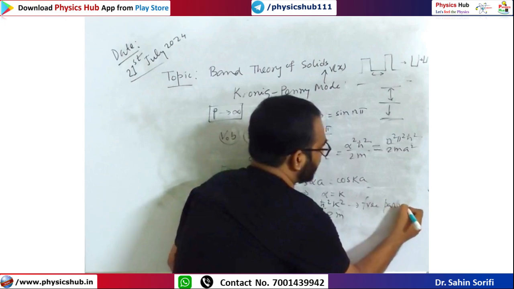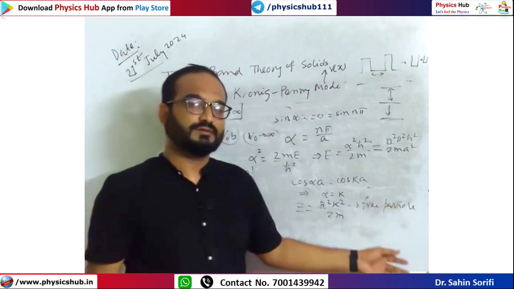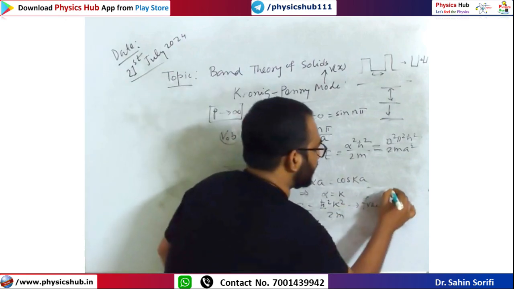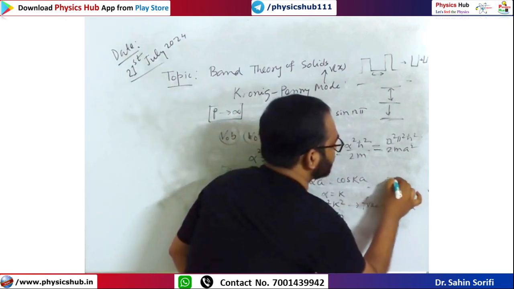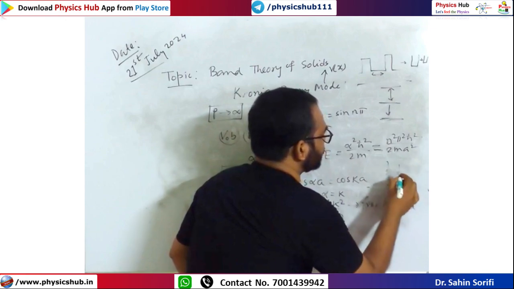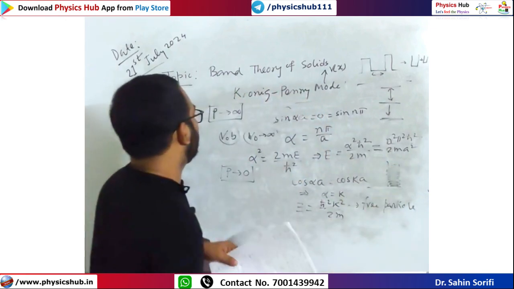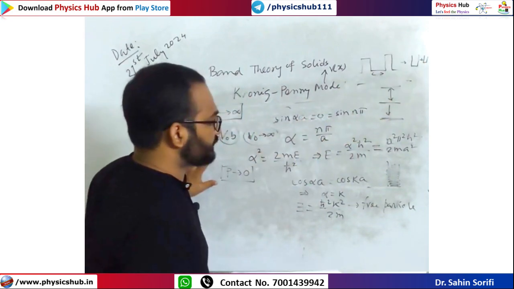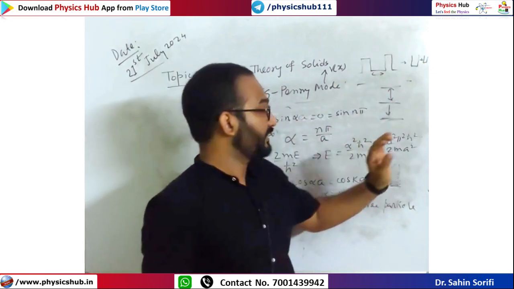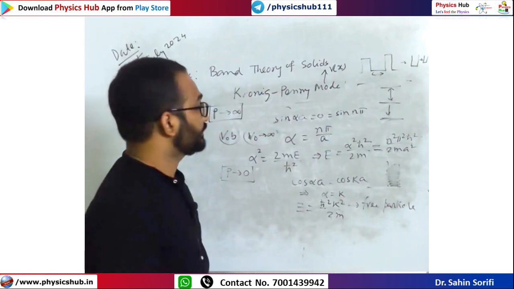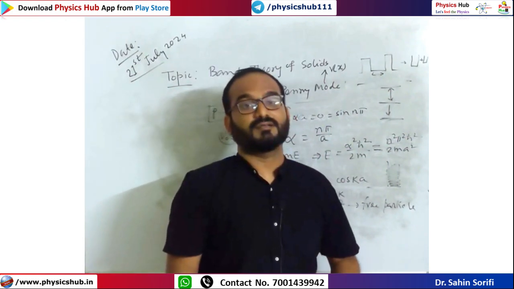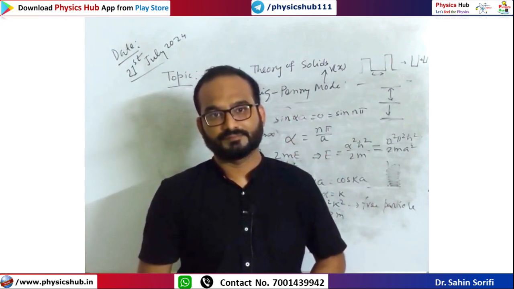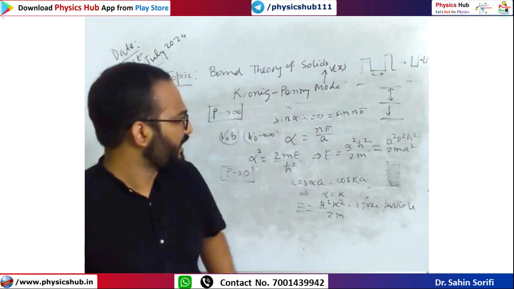And you know, for a free particle, all the energy values are allowed. K is continuous, so energy is continuous. Considering P tends to infinity, we get discrete energy levels. When you consider P tends to 0, we get continuous energy levels. And when we take the intermediate case, P equals 3 pi by 2, we get bands separated by some forbidden gap. Okay, so let me summarize all these things.